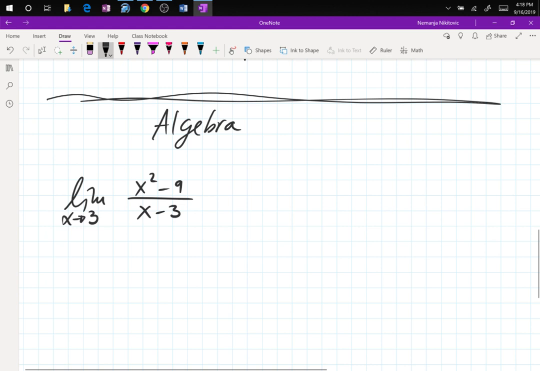Clearly you are drawn, I know, right? You are drawn to the idea to plug 3 in and be done, so you can do other things in life, right? So you plug 3 in and you get 9 minus 9 divided by 3 minus 3, and you get 0 over 0.